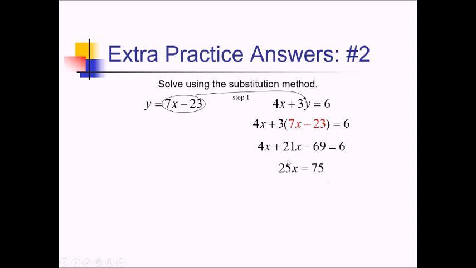So then dividing by 25, I have x equals 3. Now to find y, I just plug 3 for x in one of these original equations. I'm going to use this first equation since we already have y by itself over there. So plugging 3 in for this x right here, we've got 7 times 3 minus 23, so 21 minus 23, which gives me a y value of negative 2. So then my final answer is the point (3, negative 2).